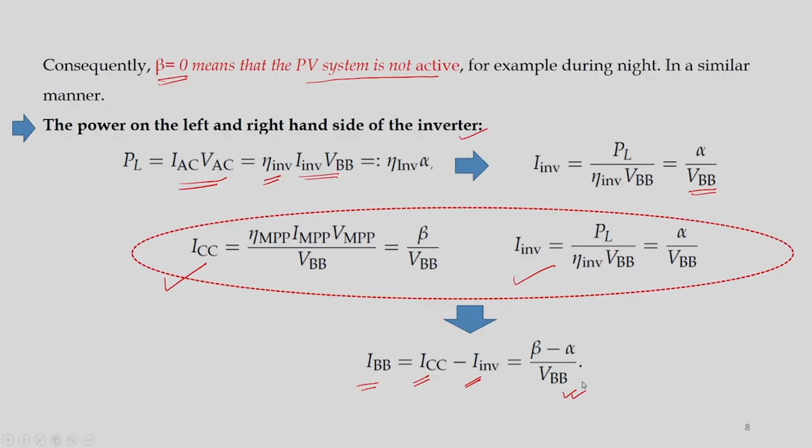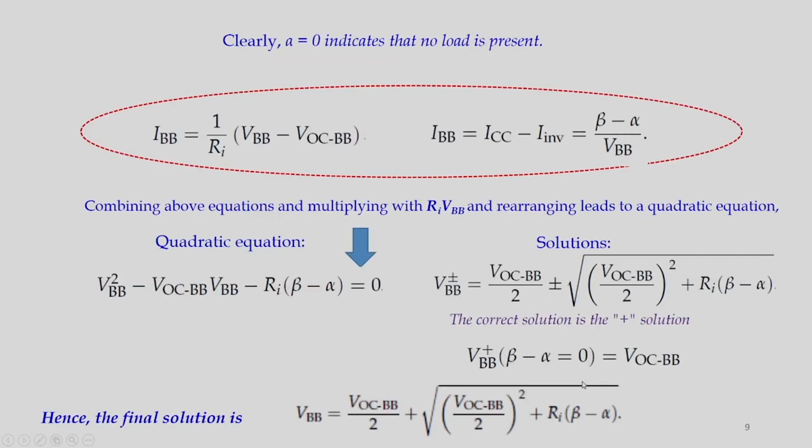So, if we have this information, then what can we do next? It is clearly understood that if alpha is 0, it indicates that no load is connected. Then what we will have is IB something like this, and we also have this expression of IB. Then we can combine these expressions and develop a quadratic equation. By combining, these two are the same.